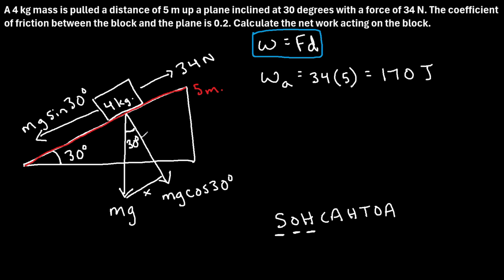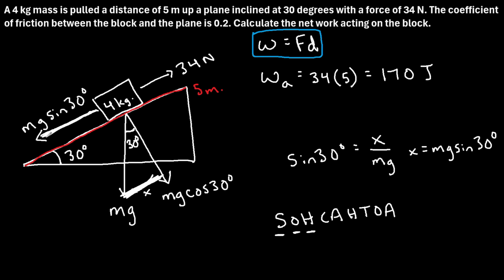So what we can say is that the sine of this angle, so the sine of 30 degrees, must be equal to the opposite side, which is x, divided by the hypotenuse, which is mg. And to solve for x, we can multiply both sides by mg. So x would be equal to m times g times the sine of 30 degrees. So this side of this right triangle is 30 degrees, and this is exactly equal to this parallel force. So that is why this value is m times g times the sine of 30 degrees.